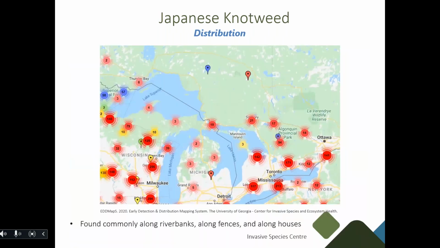So this is the known distribution around the Great Lakes area. This is not by any means a definitive list of all the spots that Japanese knotweed is found, but this is the reported distribution. So it's found commonly along riverbanks, fences, and along homes. It's found all the way from southern to northern Ontario.